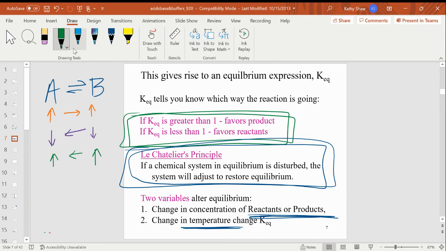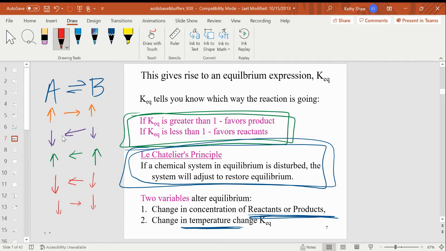Let's say I'm in equilibrium, but I take some A away. Did we do this one already? I take some A away. If I do that, some B will go to replace A, less of both. Maybe I didn't take B away. If I took B away, some A will go over and less of both. So either way, whether I add or take away, I'm going to readjust to get in a new equilibrium that's either more of both or less of both.